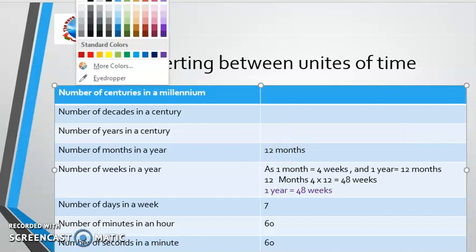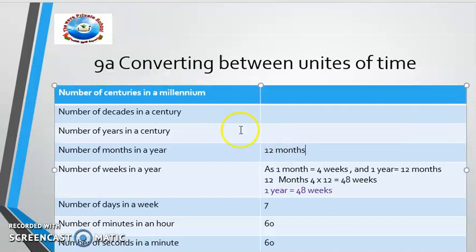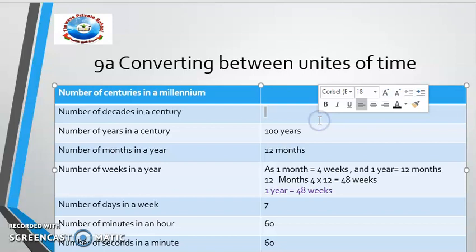Okay. Now look here at the next one. Number of years in a century. In a century, there are 100 years, because as I told you before, one century means 100 years. And the number of decades in a century: decades always means 10.